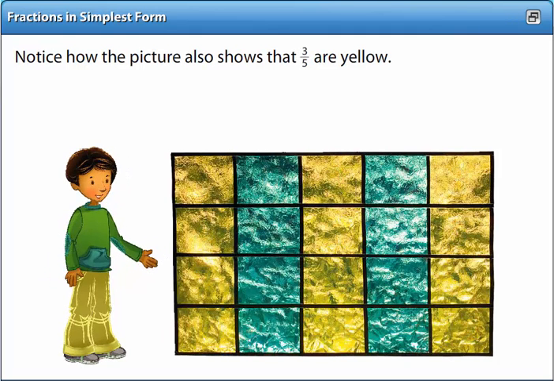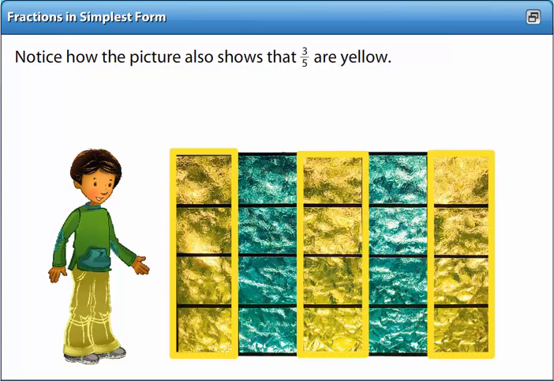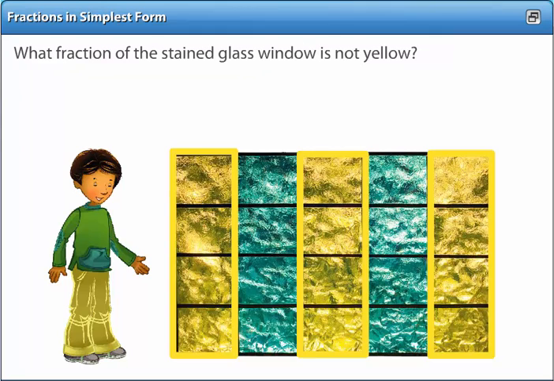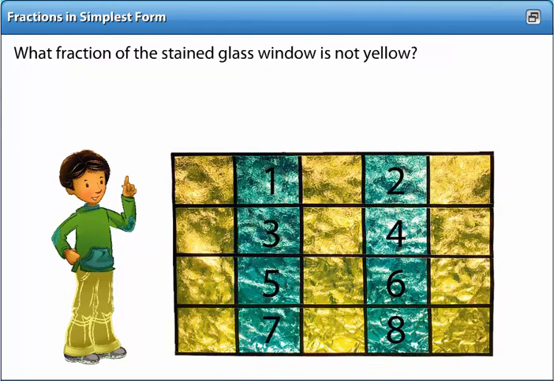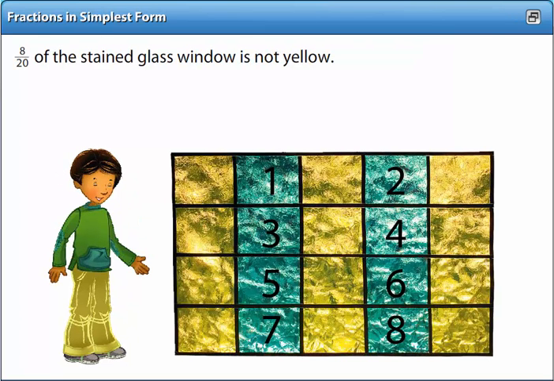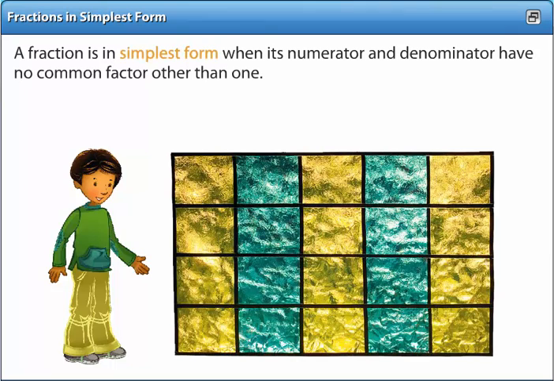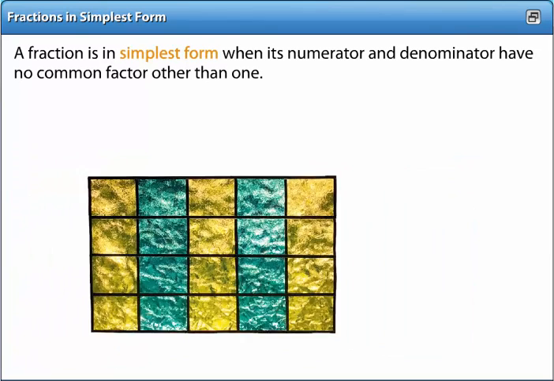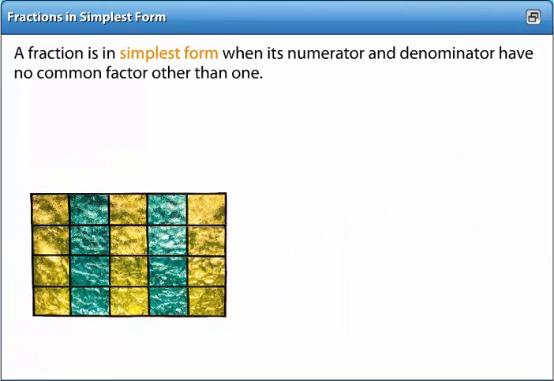Notice how the picture also shows that 3/5 are yellow. What fraction of the stained glass window is not yellow? 8/20ths of the stained glass window is not yellow. A fraction is in simplest form when its numerator and denominator have no common factor other than 1.